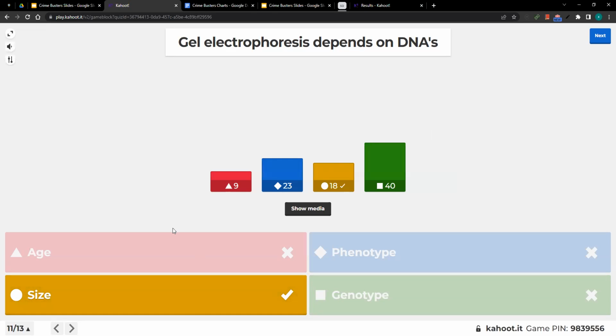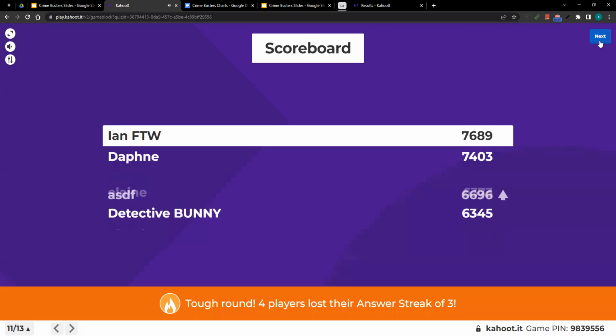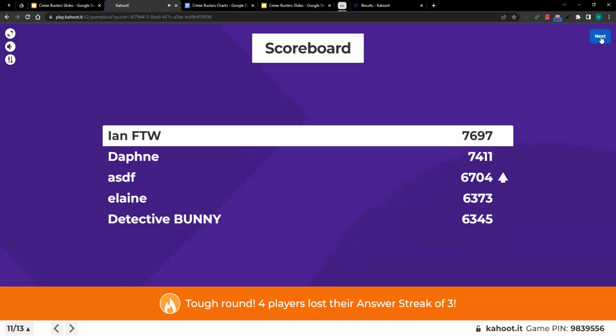Anyways, gel electrophoresis purely depends on the size of the DNA. What were you saying? I look at the picture. It does not look like any of them actually. That's interesting. Okay, yeah, I'll research that. Good job. Good job, Ian.